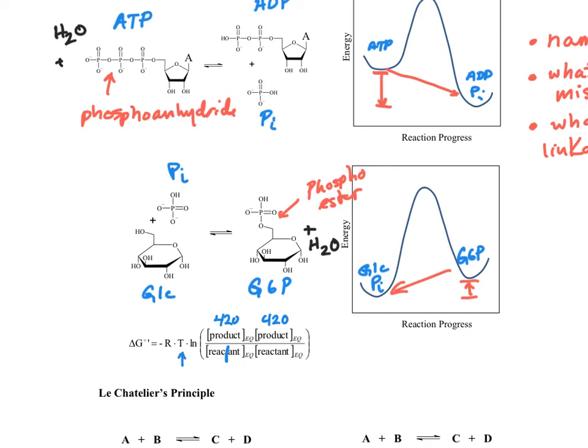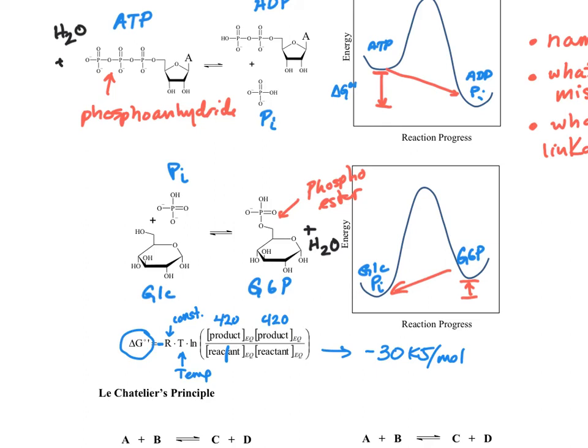If we throw in the temperature and a constant and a negative charge, we can't forget that negative charge, we can calculate the delta G naught prime. And that's what this is up here. It's the change in free energy from substrates to product. And in this case, the delta G naught prime is negative 30 kilojoules per mole, approximately.